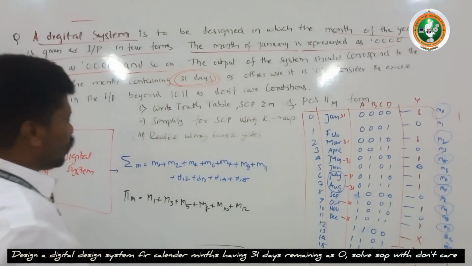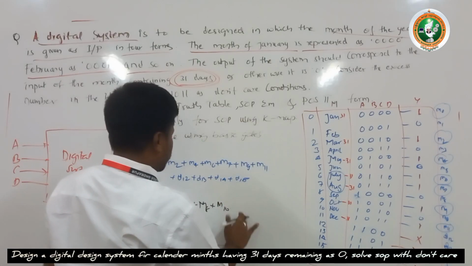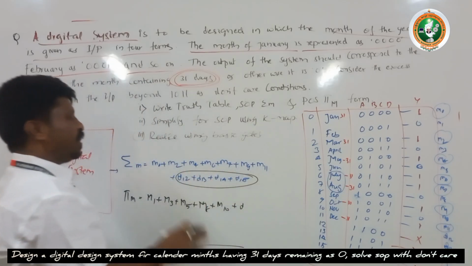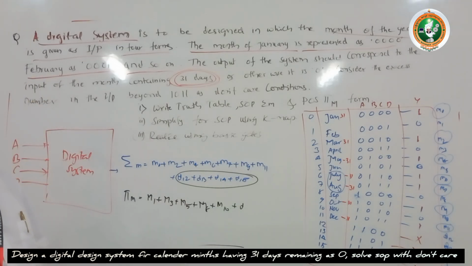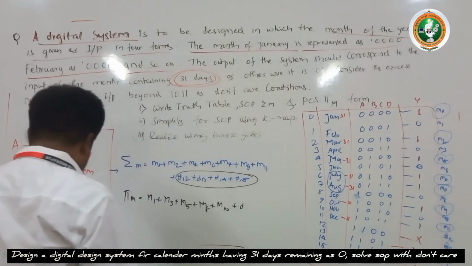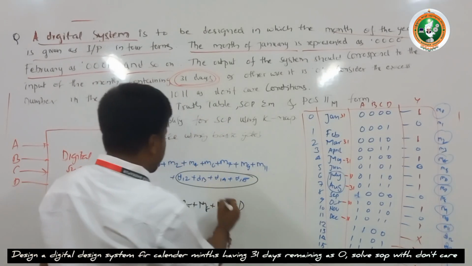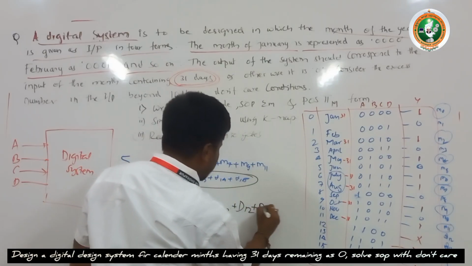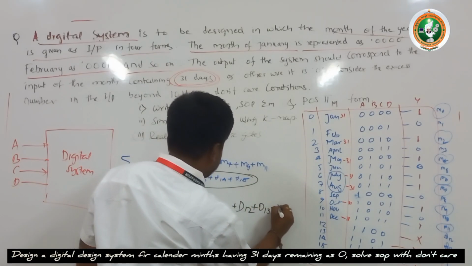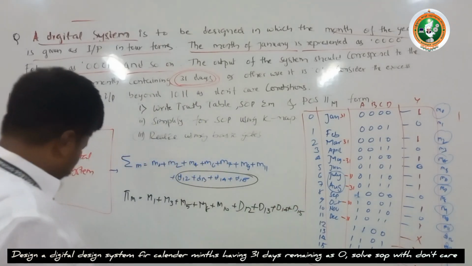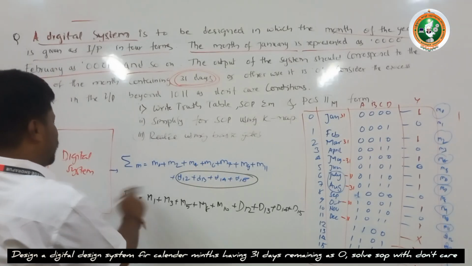M12 we should not write, because of the don't cares. The don't cares should be the same for both the SOP and POS forms, because a don't care can take the value 1 for the SOP form and 0 for the POS form. So the don't cares are written the same: D12 plus D13 plus D14 plus D15. Yes or no? Okay, it is written like this.